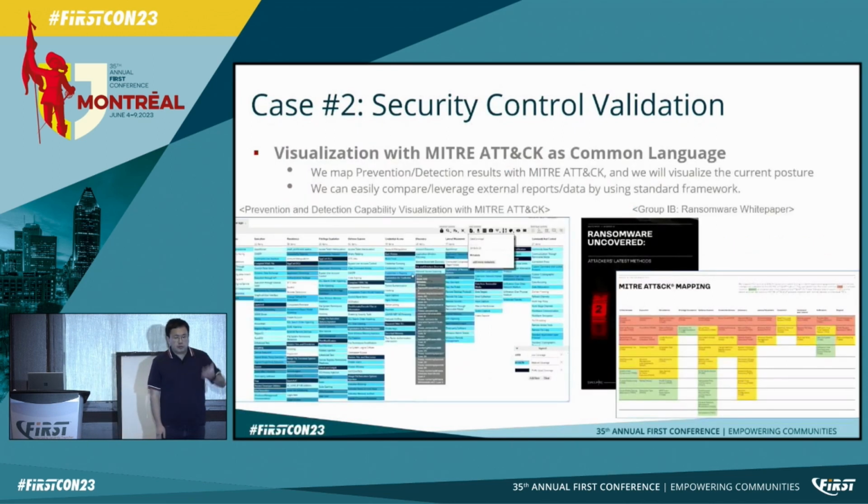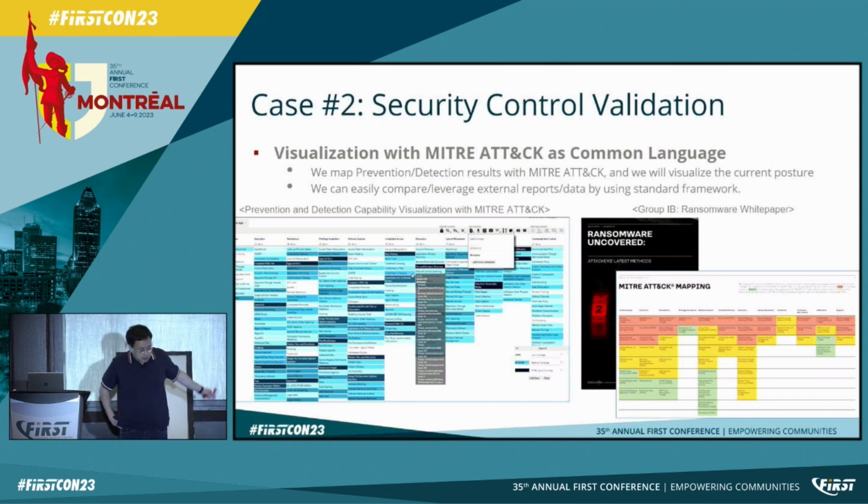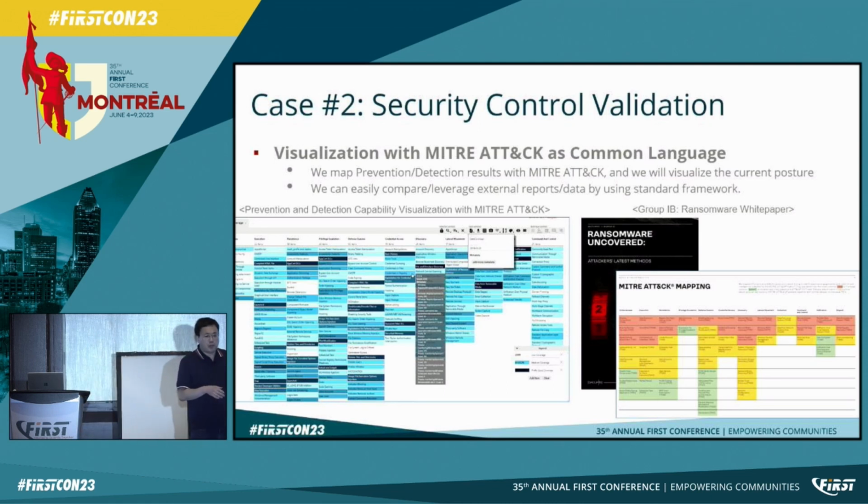After doing these tests, we try to visualize the results or put the data into the MITRE ATT&CK framework. This is the kind of heat map chart here, and we try to create some sort of heat map. If we create a heat map, we understand which parts are protected and which parts are weak. So we understand the situation by creating this kind of heat map. Also, if you have a GIS heat map, we can leverage outside data, actually.